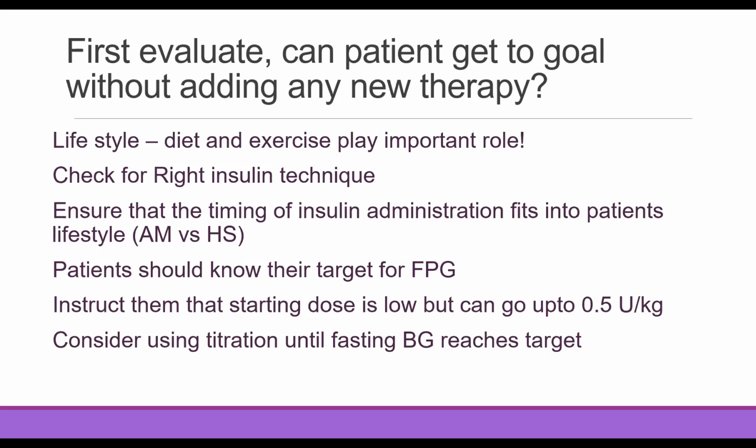In most situations, as I told you, I usually advise the patient to take basal insulin at bedtime. The patient should know the fasting target, and you can consider titration until the fasting plasma glucose reaches the target.